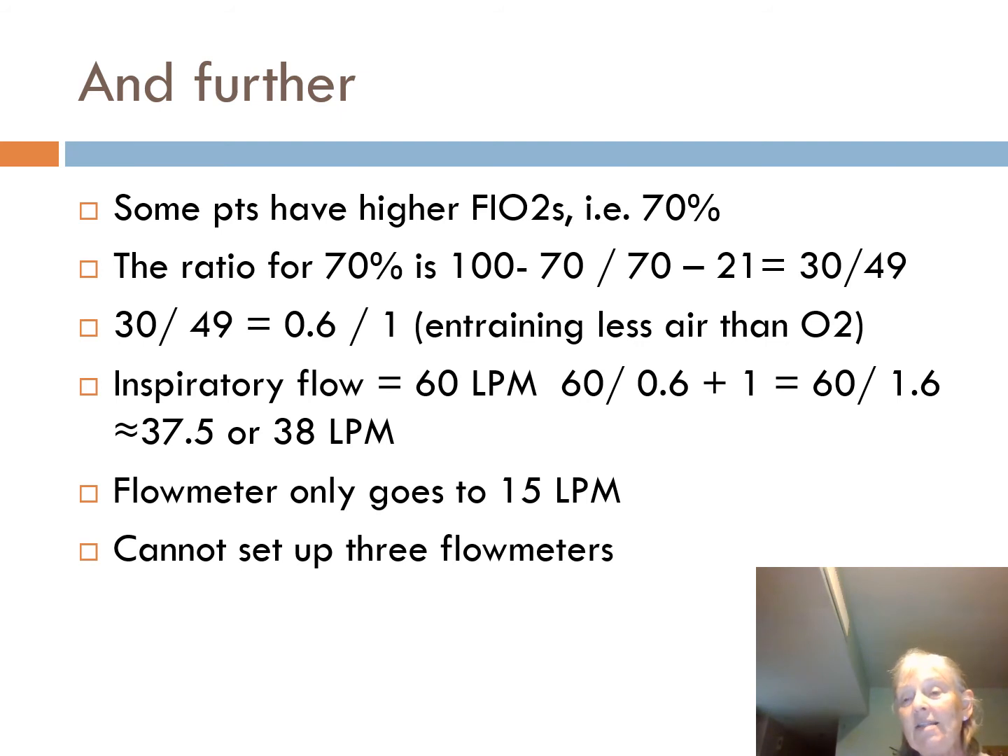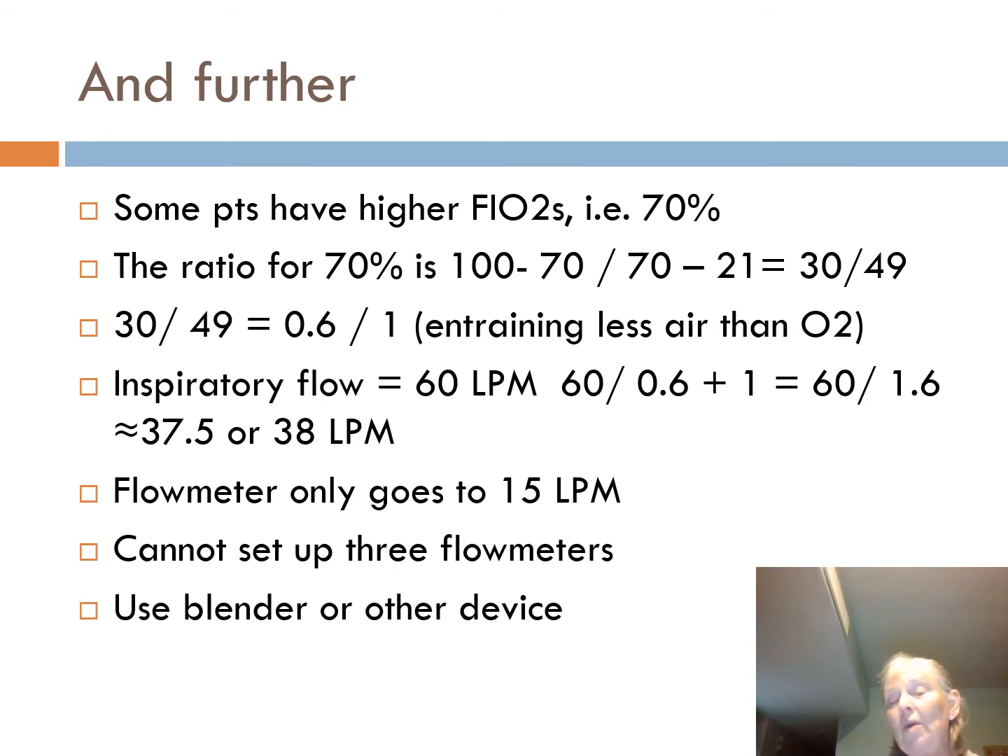You cannot set up a triplet, okay? If you do, the flow is running into each other, and when it does, you lose flow, and the patient was nowhere near that 60 liters. And so what we have to do at that point is we're either going to use a blender, or we have to get another device that can deliver the 70% to them, and that's what we'll set them up on.